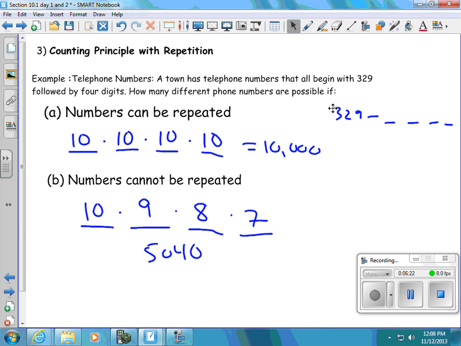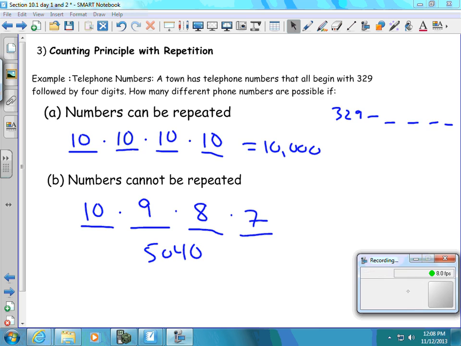So if you're the phone company and you wanted to not have to get a new 3-digit extension very quickly, are you going to allow repetition or not allow repetition? Personally, I would allow repetition because you get almost double the possible phone numbers. So that's the difference between repeated and not being repeated. When you repeat values, you have more possible outcomes, more possible combinations.